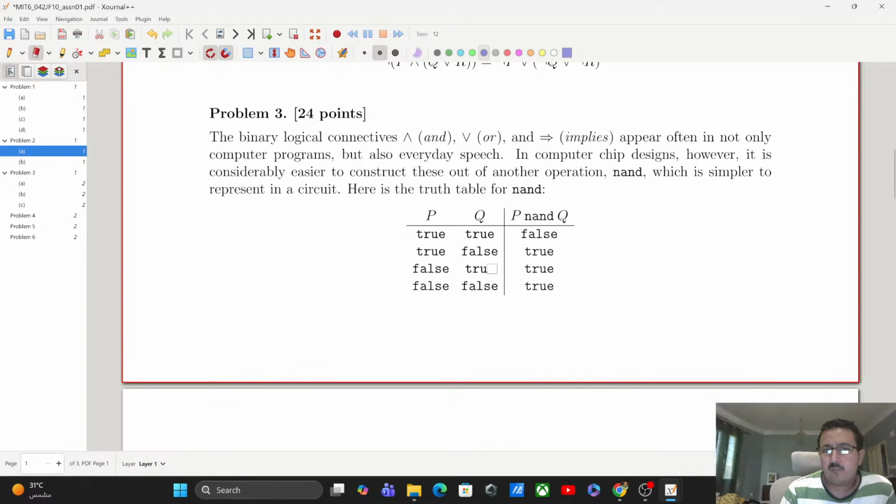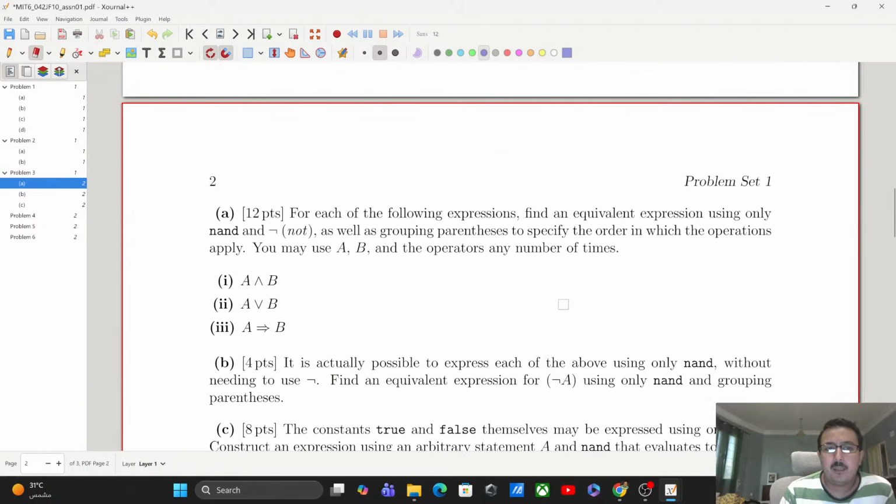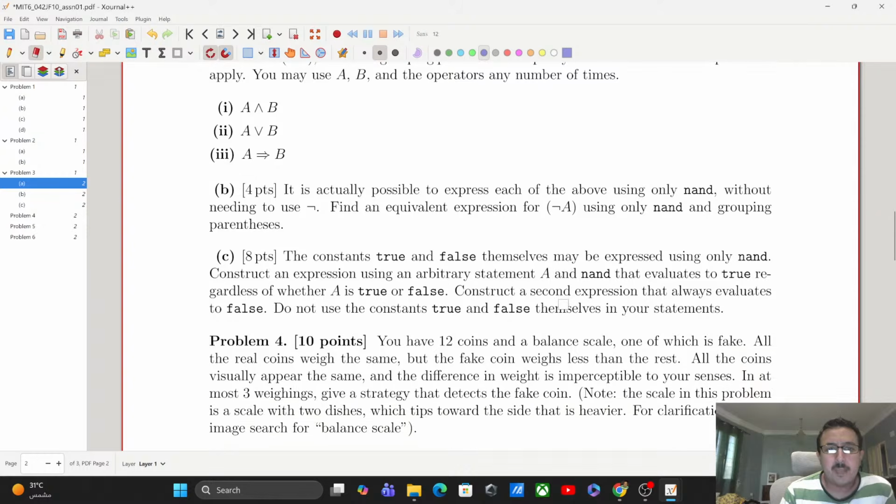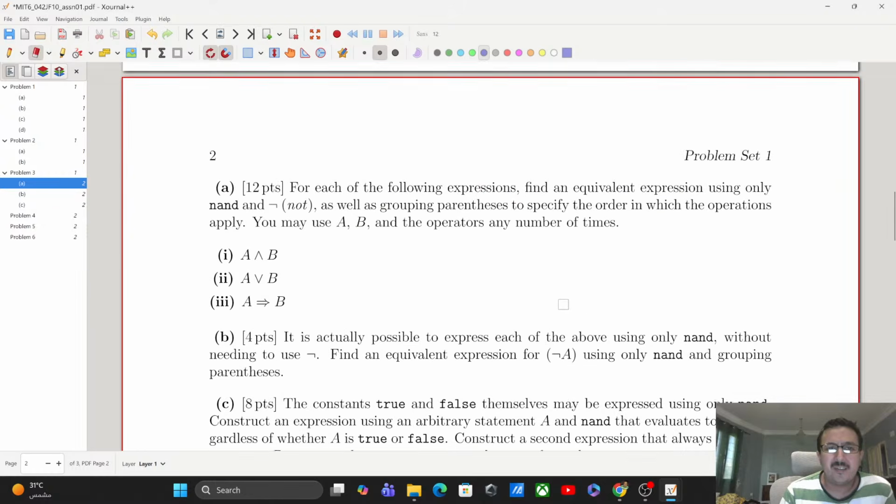Okay, now true, true, true, false, false, true, true, false, false, true. So it's not and, not and. This is not and. So and is going to be true and the rest is false. This is not and. The rest is true and okay. A, B, C. Oh my god.